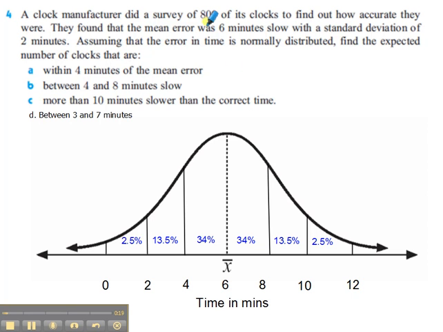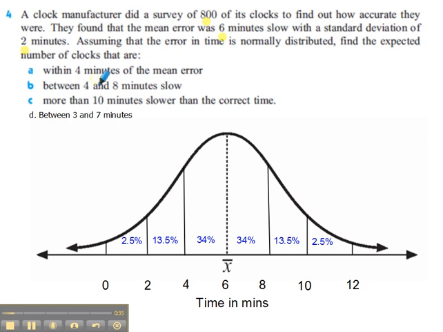So we've got the number of clocks. We have our information here and we can fill it in. So our mean is 6. We go up in 2s, since the standard deviation is 2, up to 12. 6, take 2, down to 0, so it's pretty cool.